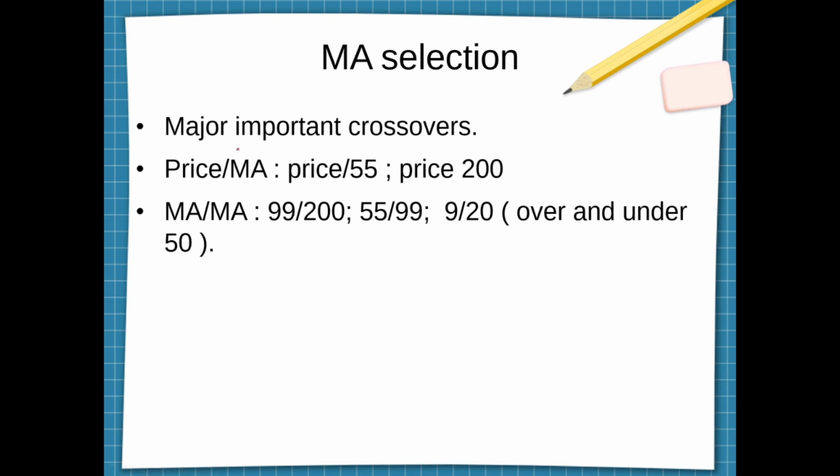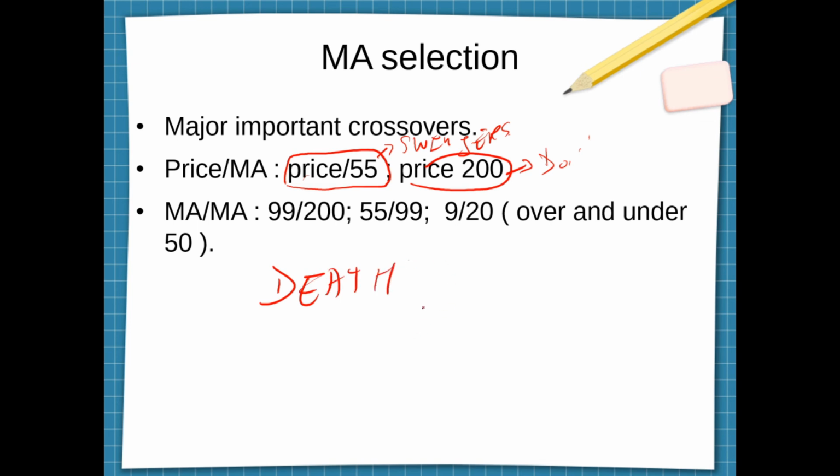The price and the 55, I think we're going to have to talk about that a little bit, but this is a very important crossover for swingers, and this one is extremely important for investors on a daily time frame. You will hear terms like the death cross, for example. The death cross is when the price crosses under the 200 moving average on a daily time frame. This is a very, very significant pattern, especially from an investor's perspective.